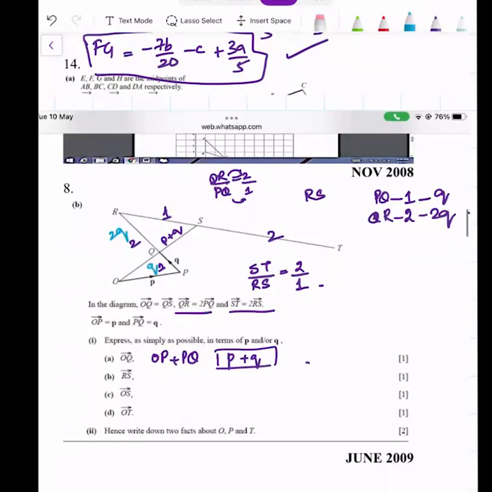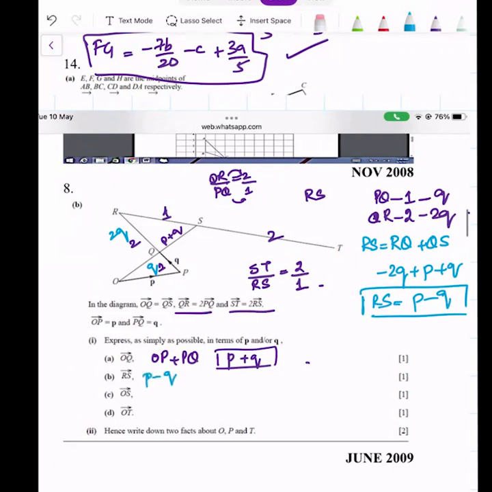So if I have to find out RS, RS is going to be RQ plus QS. RQ is going to be minus 2Q and QS is going to be P plus Q. So it will give me P minus Q. This is tricky. You have to be very careful while doing it. P minus Q. OS: since Q is the midpoint, because OQ is equal to QS, OS is going to be 2P plus 2Q. Now OT.